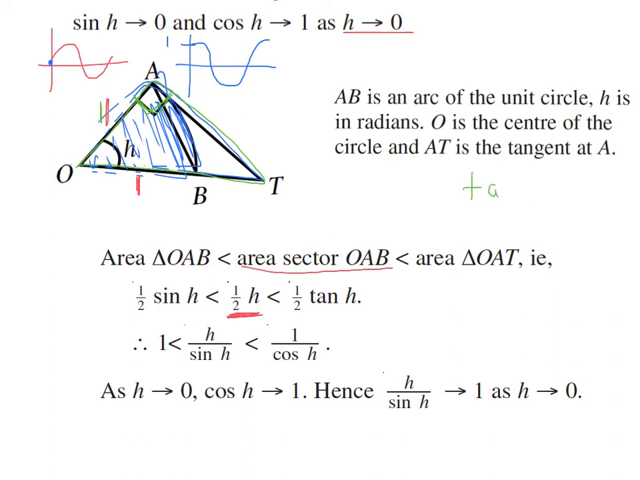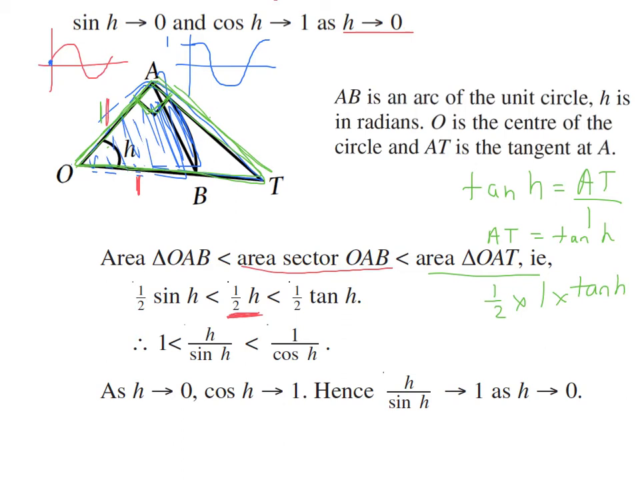So let's find a relationship. Tan h in the right angle triangle, the big green one, is opposite, which is AT, over adjacent, which is 1. So then we can say AT equals tan h. So the area of this triangle OAT is half base times height, where the base is 1 and the height is tan h. So the area of the big triangle is half tan h, which is where that formula there comes from. Now you can see here this relationship.